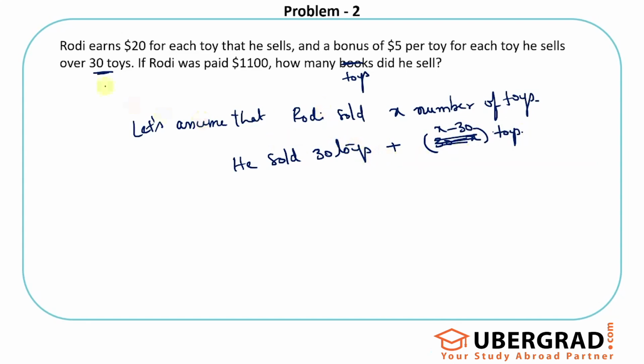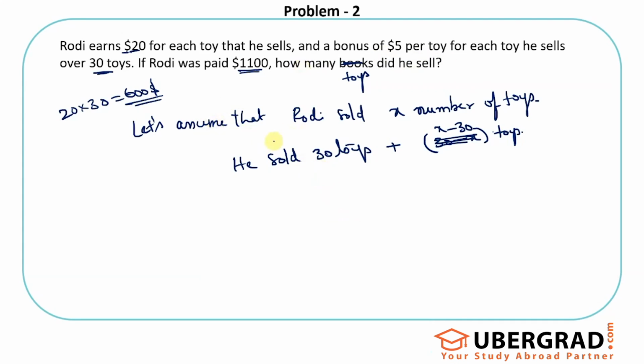Why am I saying that? You see, $20 for each toy times 30 toys is how much? $600, right? Which is less than 1100. That means Rodi should have sold more than 30 toys. And he is getting a bonus, so that's how he is able to make that 1100, right?